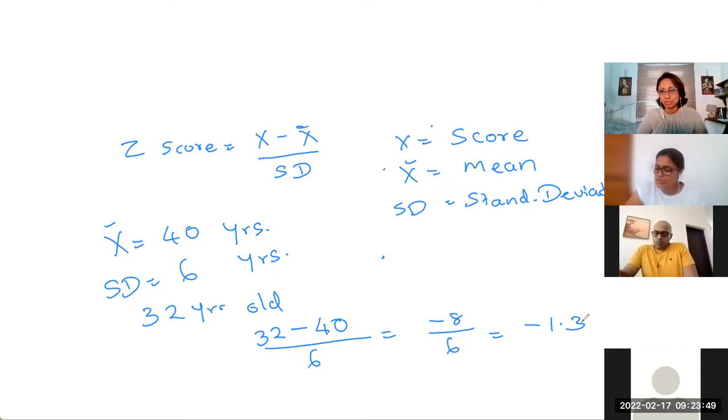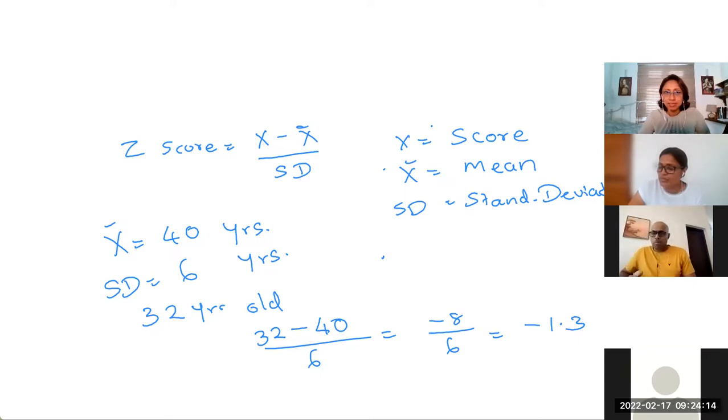Usually give it to 2 decimal places. Minus 1.33. It's a negative sign. The value is a minus. Now we can't forget the plus minus, the sign of it. We can't forget that when you're calculating the Z score, because it tells you whether it's below the mean or above the mean, right? That's your minus is very important here, right?